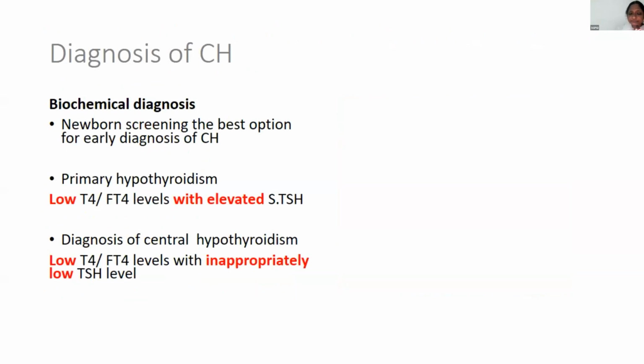So for the diagnosis of congenital hypothyroidism, biochemically, we know that the best option would be newborn screening, well before any of the symptoms have come. And that can be possible only if we screen all newborns. And for primary hypothyroidism, we already looked at the diagnostic criteria.